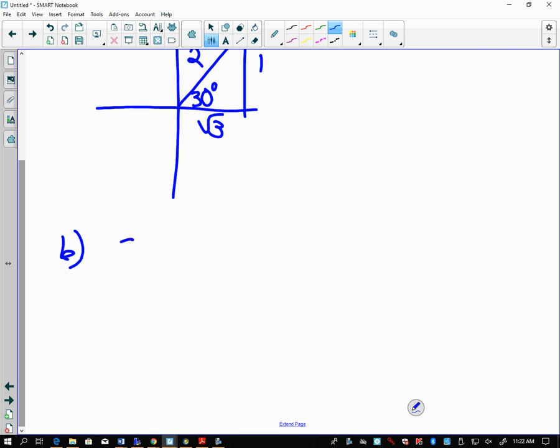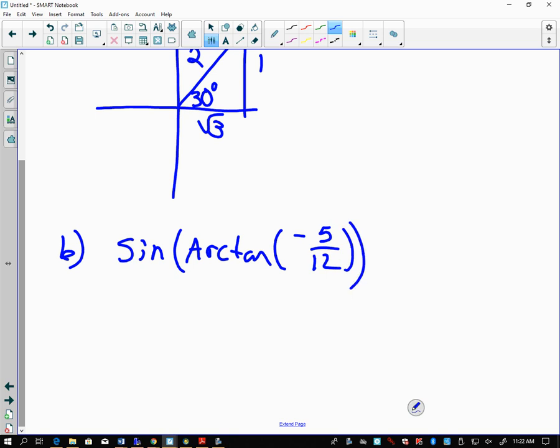B, we want to know what the sine is at arctan of negative 5 over 12. What this is looking for is a ratio. It wants to know what is the ratio at this point. Okay? So tangent is opposite over adjacent. So the opposite is negative, the adjacent is positive. So here's negative 5, here's positive 12, right? But since we're looking for sine, we also need the hypotenuse.